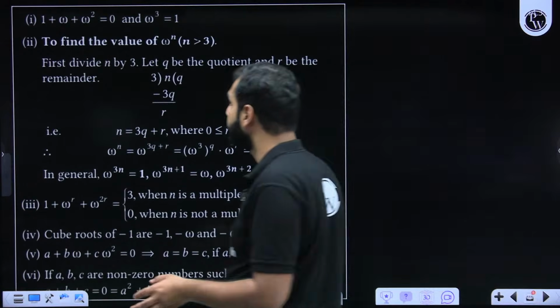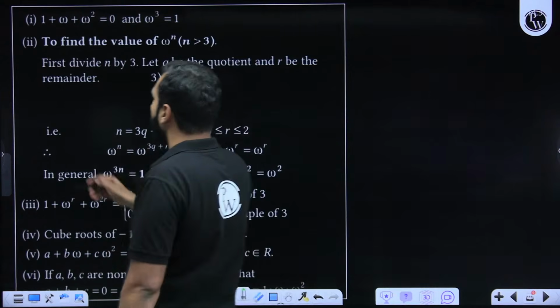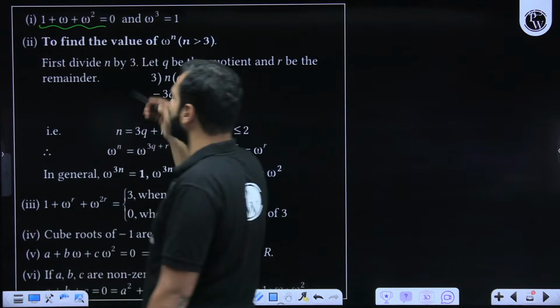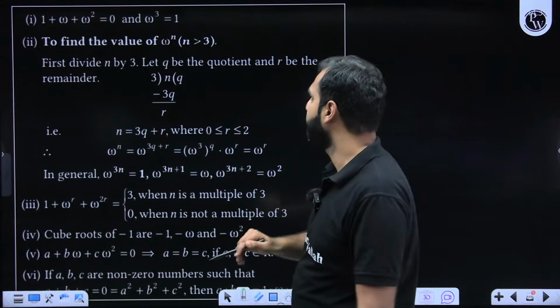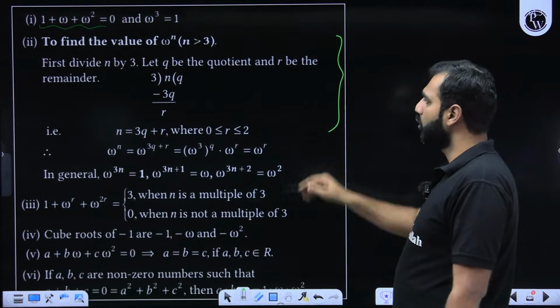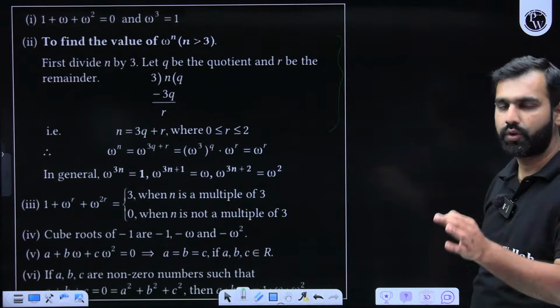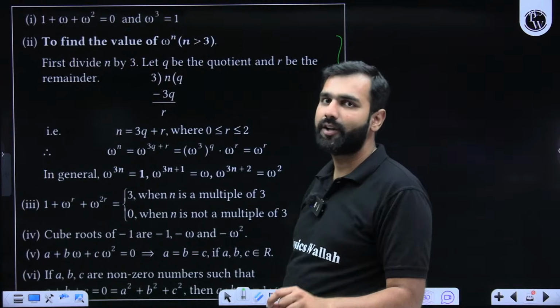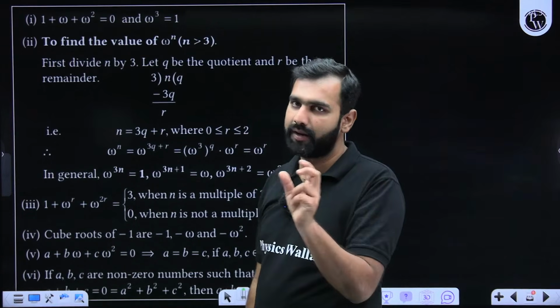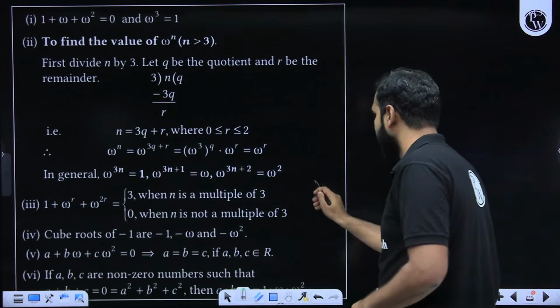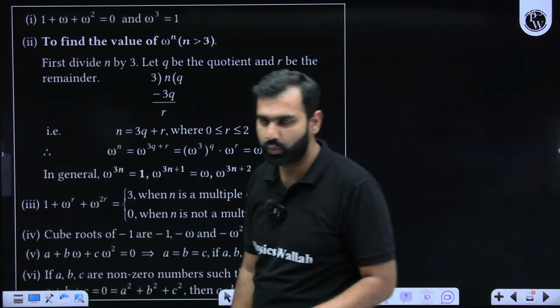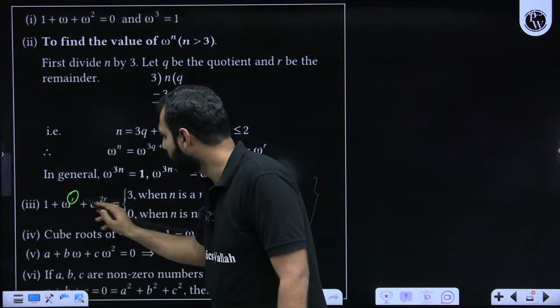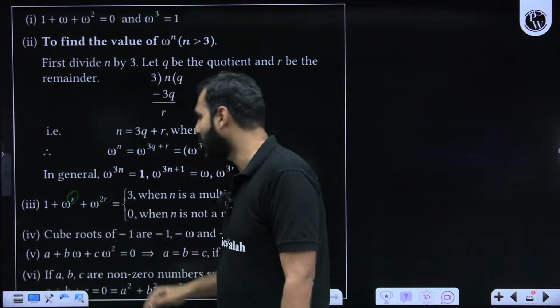Let's continue here. Something very crucial you have got to remember is that 1 plus omega plus omega square is 0 and omega cube is 1. Whenever you talk about omega raised to a certain power, you divide that power by 3 and take the remainder. Omega to the power of that remainder will be the answer. Second thing, 1 plus omega to the power r plus omega to the power 2r is given.